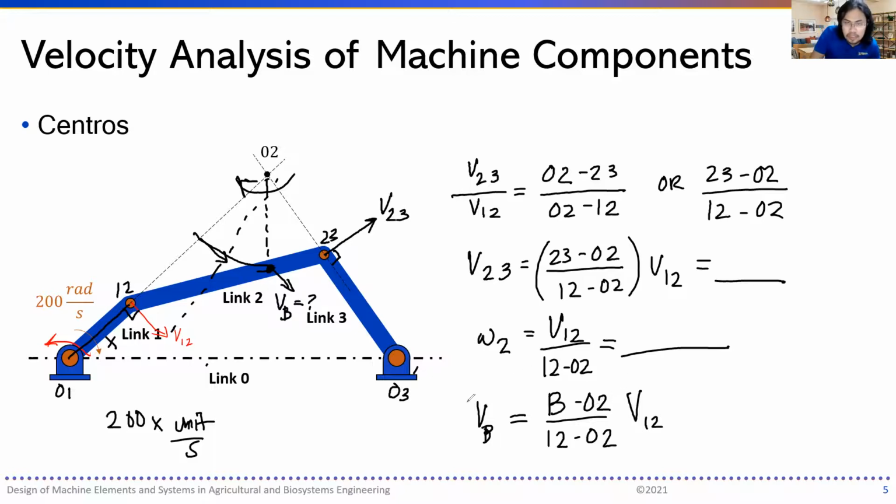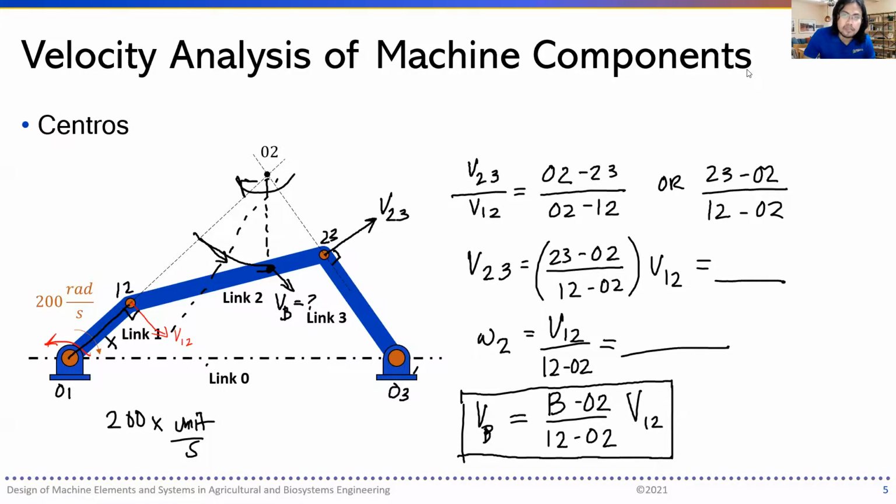That's why we are using these proportionate equations. So that is the use of the centro. It's best to use this for 4-bar linkages, that is, linkages that have 4 bars or links. So that's the use of our centro.